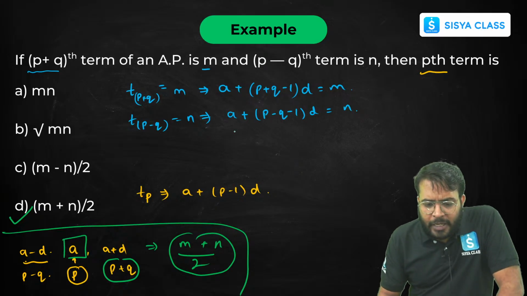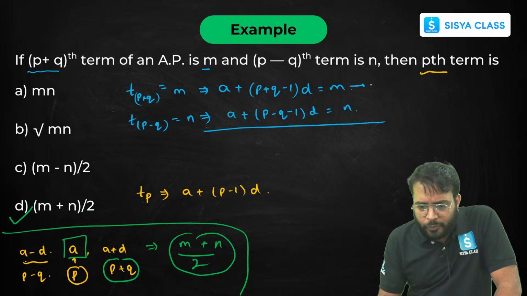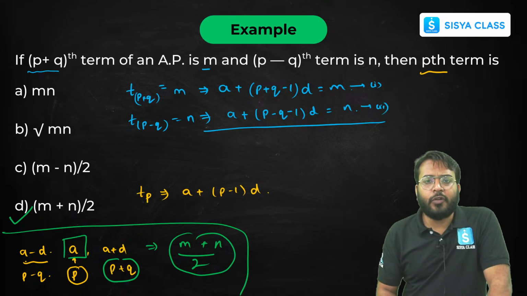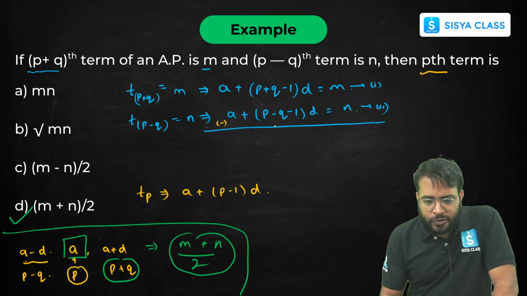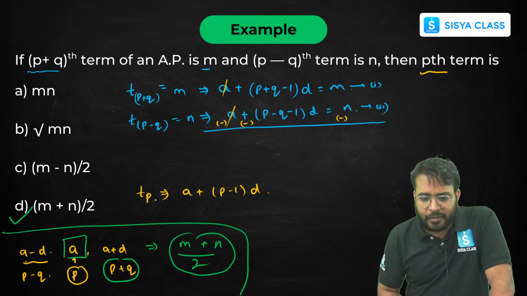See here, what I am going to do is subtract these two equations. Suppose this is my equation 1 and this is my equation 2. I want to solve these two equations. So plus will change to minus, and here plus will change to minus, and here plus will change to minus. So plus a minus a will get cancelled.